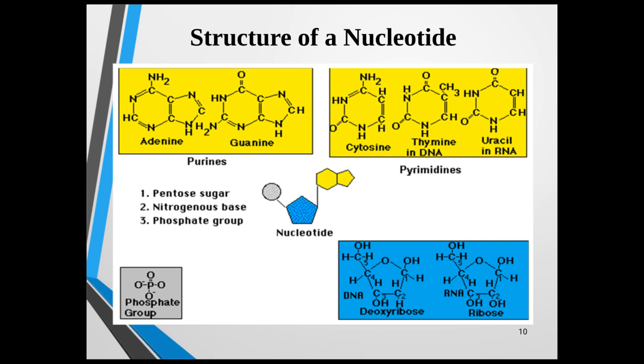The entire nucleotide itself is made of three pieces. Our pentose sugar, as you can see in blue, we have our deoxyribose, which is where DNA gets its name from. And then we have ribose, which is where we get our RNA from. The next part is our base. So it can be adenine, guanine, cytosine, thymine, or uracil. And the last piece is the phosphate group, as you can see in the bottom left-hand corner.